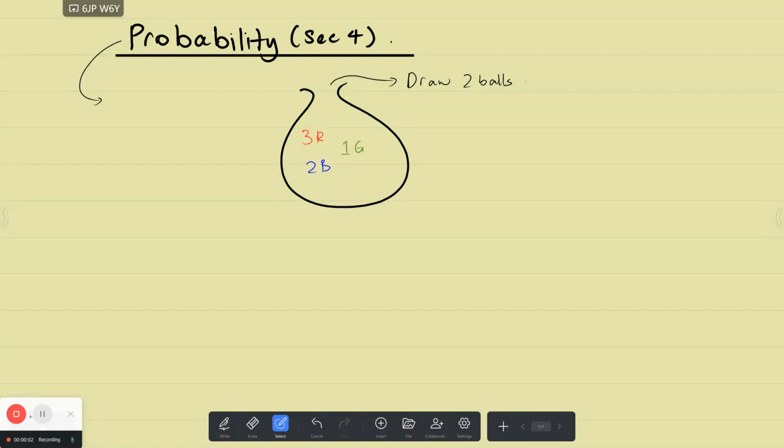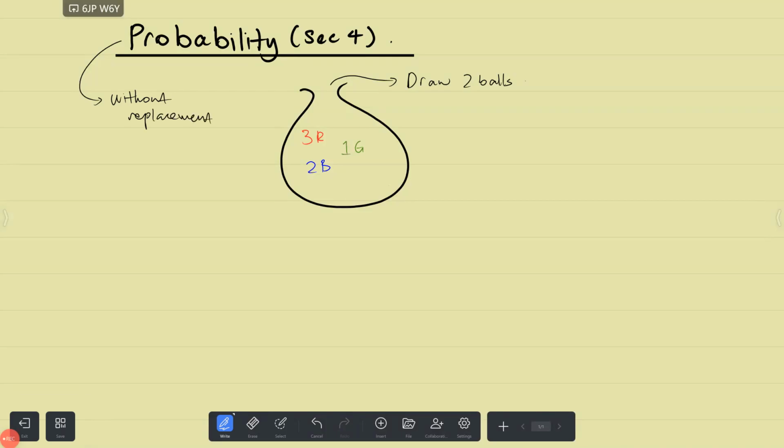Hi everyone, in this video we're going through the second portion of property in set 4. I give you the same example: 3 red balls, 1 green ball and 2 blue balls. You have to draw 2 balls, but only this time we're going to draw without replacement.